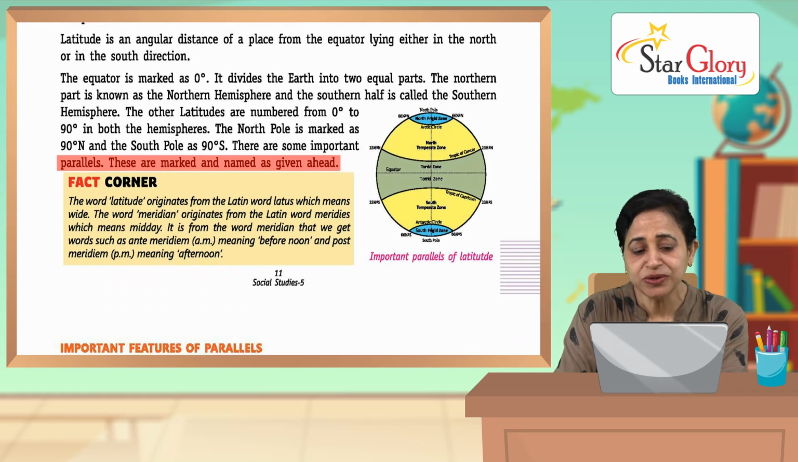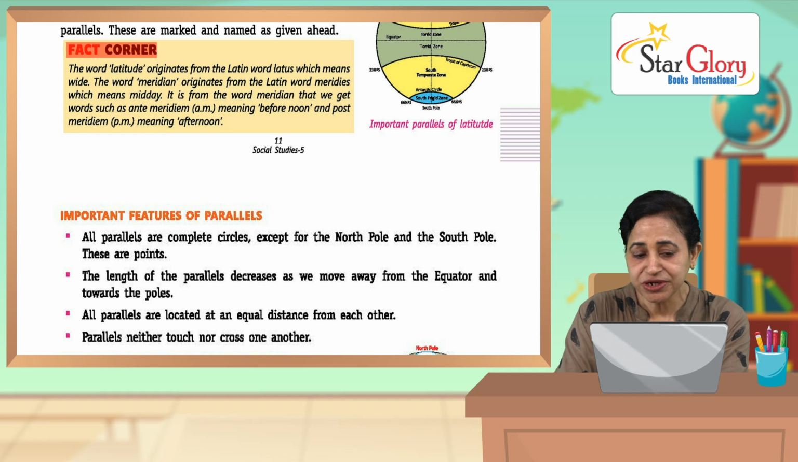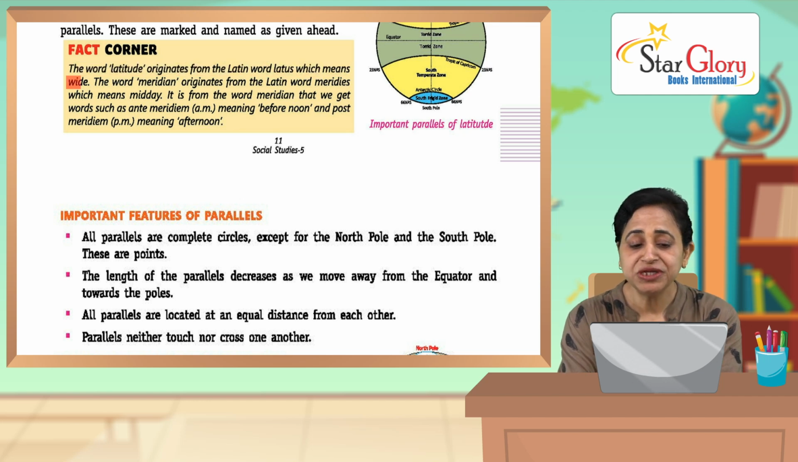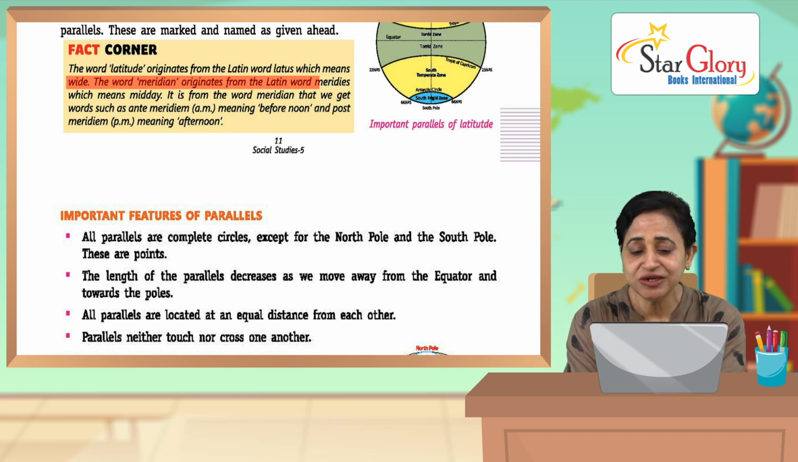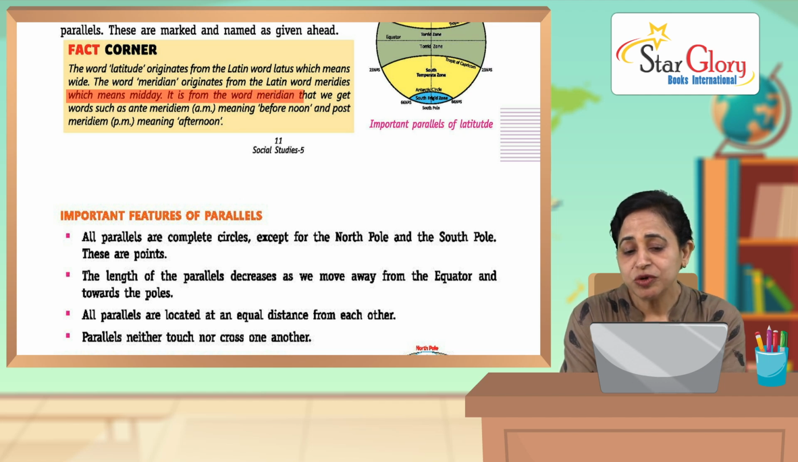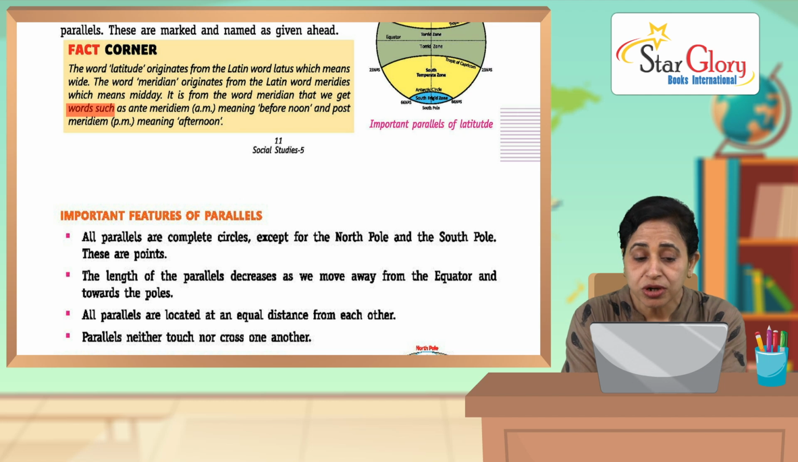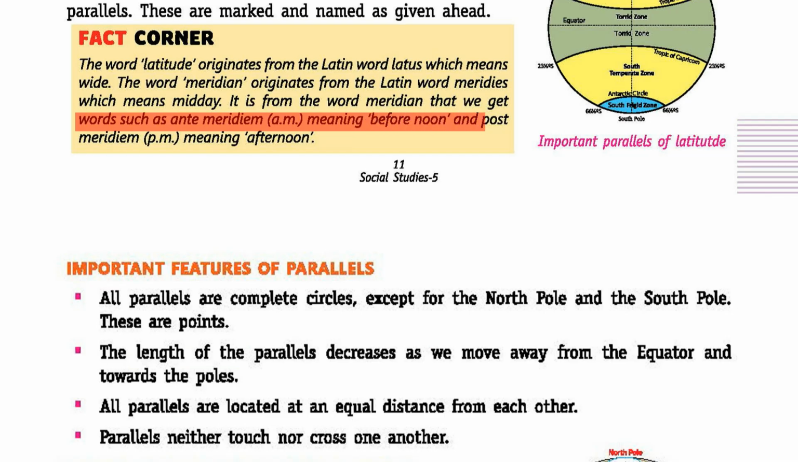Okay, let's read about it. Before that we will read the fact corner. Let's have a look. The word latitude originates from the Latin word latus, which means wide. Okay, the word meridian originates from the Latin word meridies, which means midday. It is from the word meridian that we get words such as antemeridiem, meaning before noon, and postmeridiem, meaning afternoon.